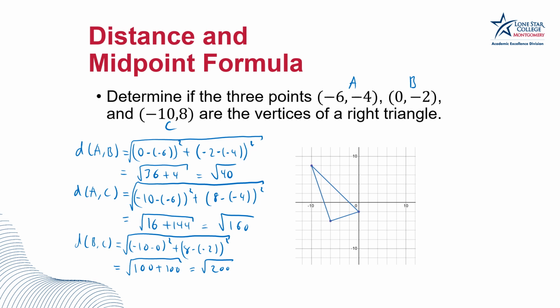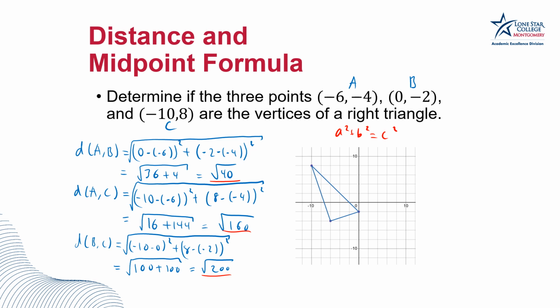So these three values are the distances between the points, which also represent the sides of our right triangle. So we know that the Pythagorean theorem states we have a squared plus b squared is equal to c squared, where a and b are the two legs and c is the longer side, which is the hypotenuse. So if we look at our three distances here, the longest one, the highest value, would be the square root of 200.